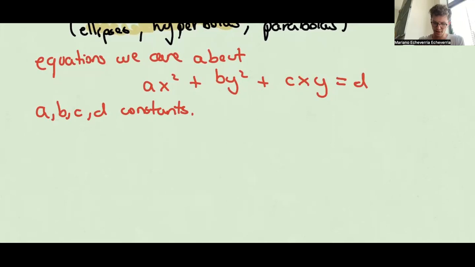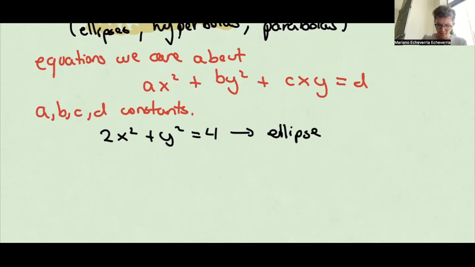So for example, if you had 2x squared plus y squared equals 4, then that's going to be some sort of ellipse. And if you have 2x squared minus y squared equals 4, that actually would be a hyperbola. Basically, a hyperbola is where the variables have opposite signs, and an ellipse is where the two variables come with the same sign. So that's the easiest way to distinguish them.